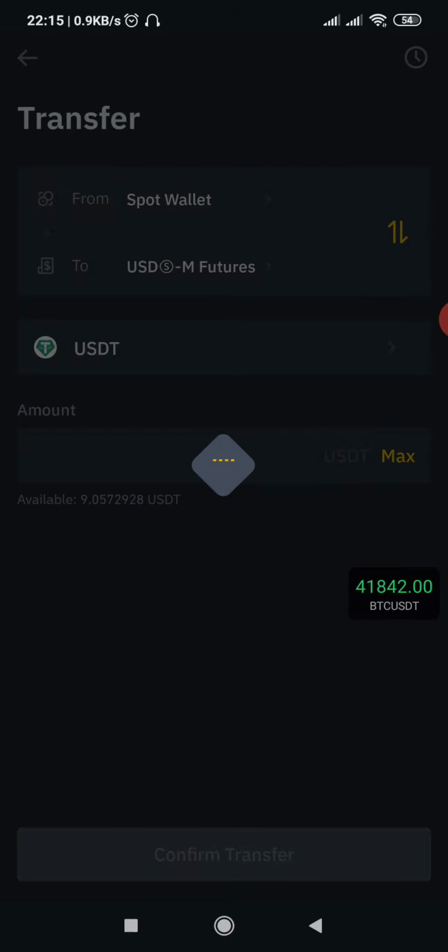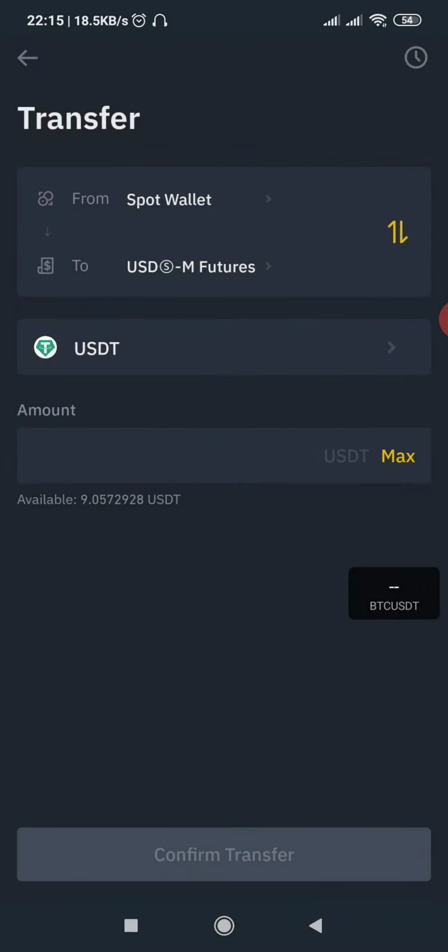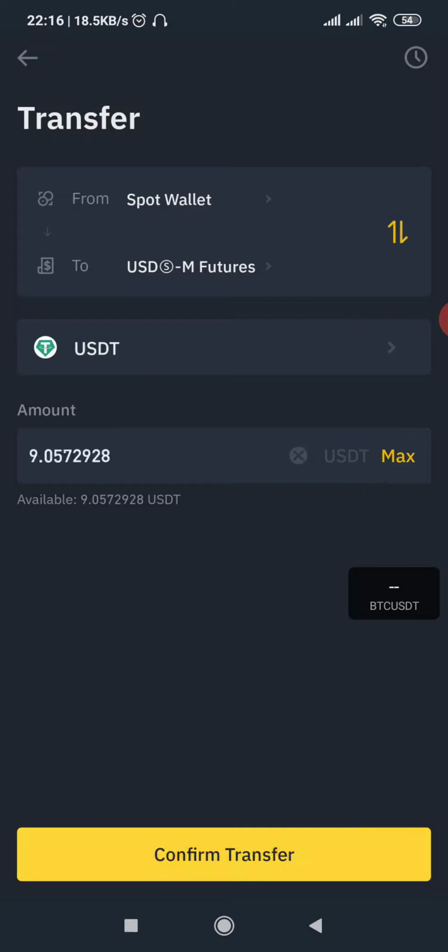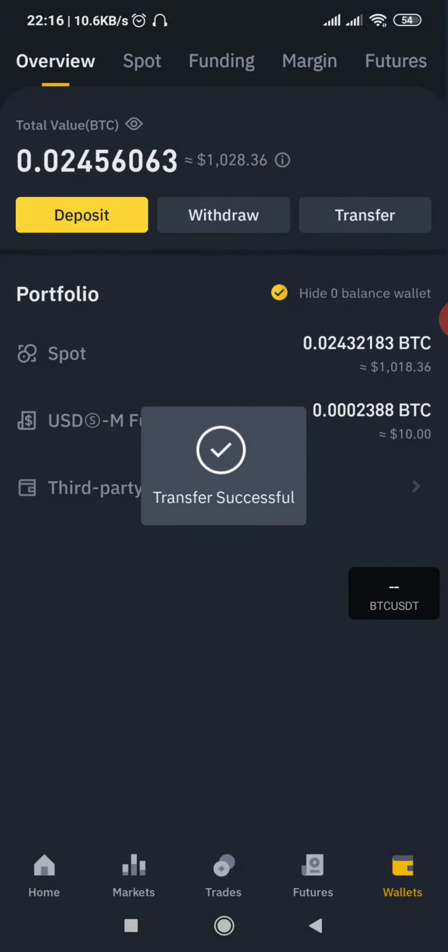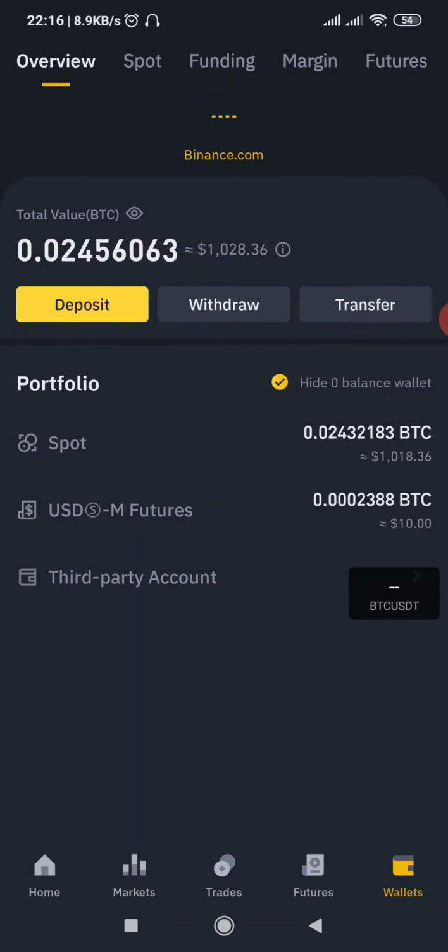Can you see? So I have 9 USDT. Let me just transfer everything to my futures account.